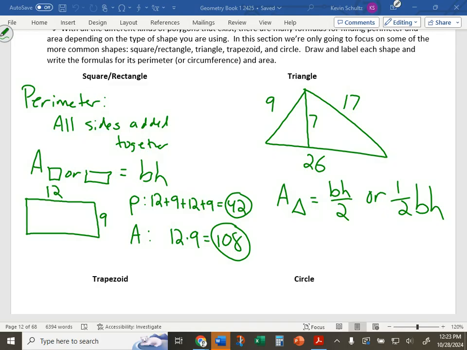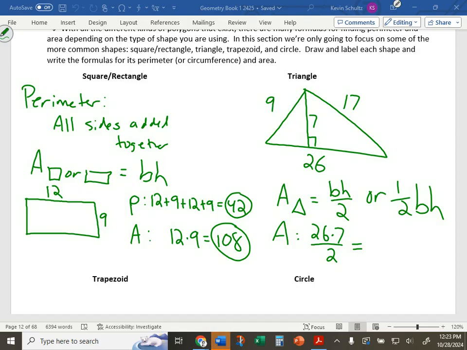You need to remember, make sure you are using that height that connects the top of the triangle at a right angle to the base. For area of a triangle, you'll not use those diagonal lines there. So for the area here, we can do 26 times 7 divided by 2. The 26 comes from the base, the 7 comes from the height.